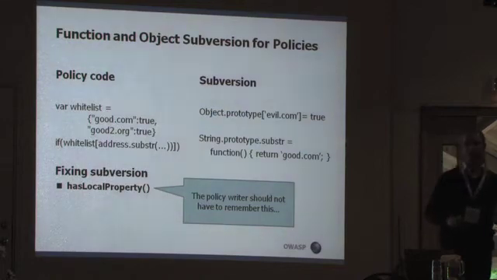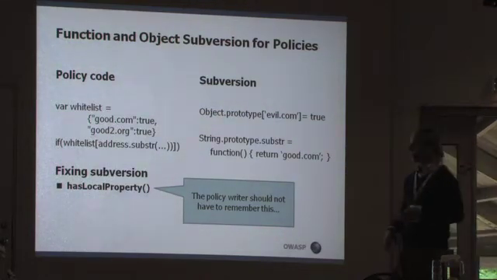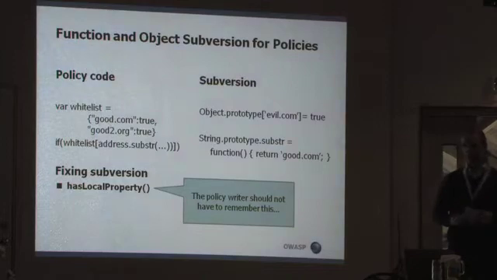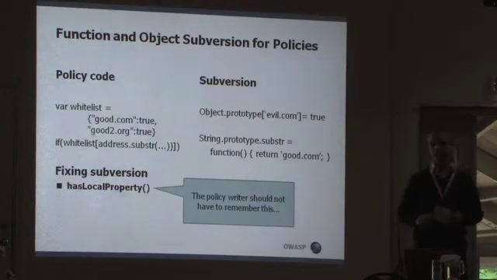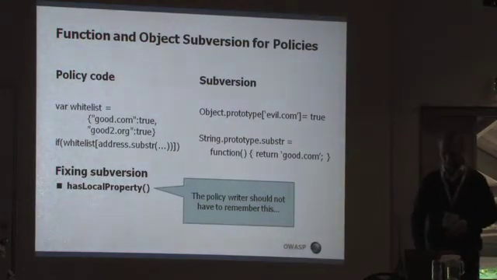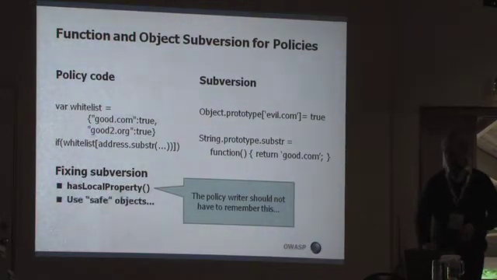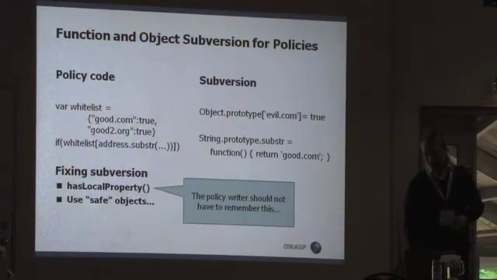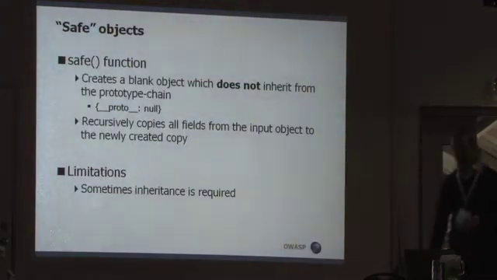...not have to remember that every time I use a whitelist, I have to use hasOwnProperty so that it's not inherited, but it's actually local to the object. Another way would again be to use safe objects. And I think now is the time to describe what a safe object is.